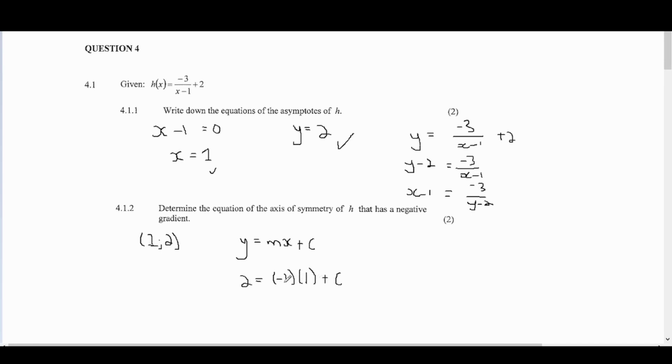So this then becomes 2 equals minus 1 multiplied by 1 is -1 plus c. We solve for c, so c equals, the 1 goes over, so it becomes 2 plus 1 is 3. Therefore, our equation of the axis of symmetry is y equals minus x plus 3. Alright, you see our m is -1 and our c is 3. And that is our answer.